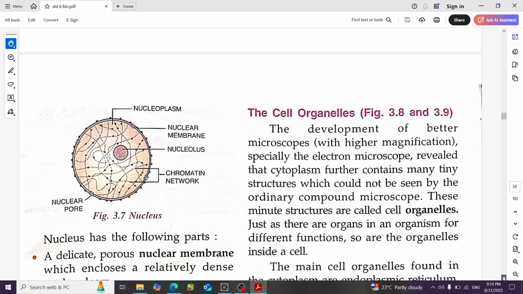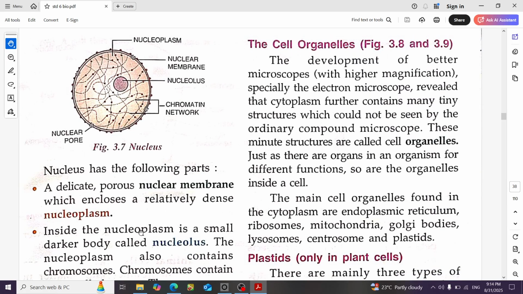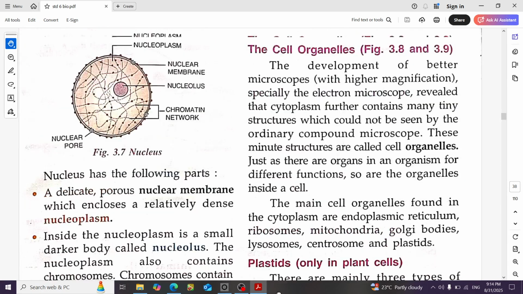So you can see the picture of cell and nucleus inside it. Nucleus has delicate pores. Inside nucleoplasm, there is nucleolus. Genes are there. 46 chromosomes are there, 23 pairs. So cell organelles, the development of microscope, especially the electron microscope is there. These minute structures are cell organelles. The main cell organelles are here: endoplasmic reticulum, ribosome, mitochondria, Golgi complex, lysosome, centrosomes, and plastids.